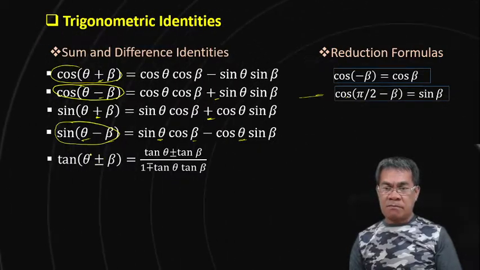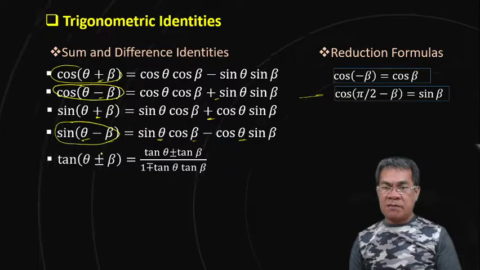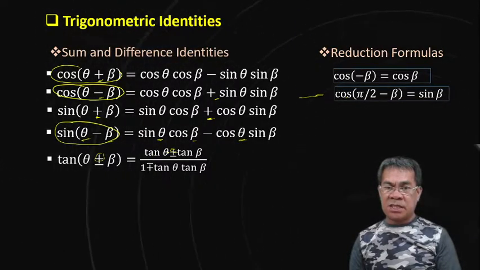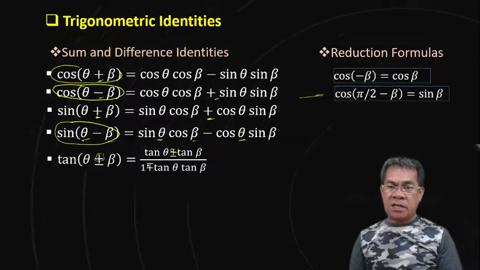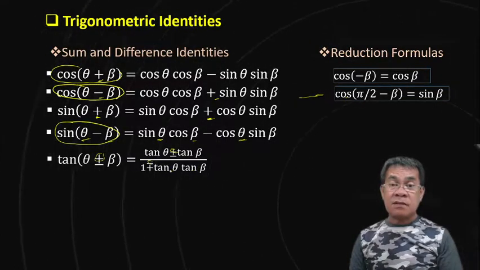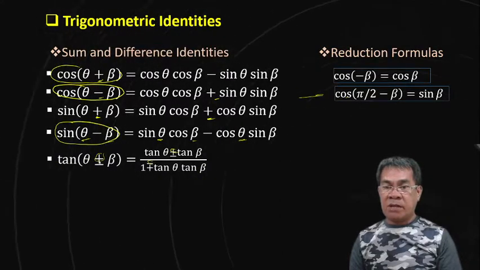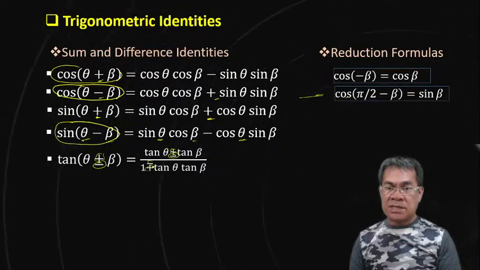we have this. The tangent of the sum angle: it should be tangent theta plus tangent beta divided by 1 minus tangent theta times tangent beta. Take note, the numerator is plus, and the denominator is minus. Now, if we have the difference, the numerator is minus, but the denominator should be 1 plus tangent theta times tangent beta.